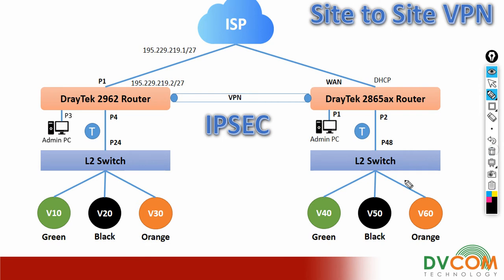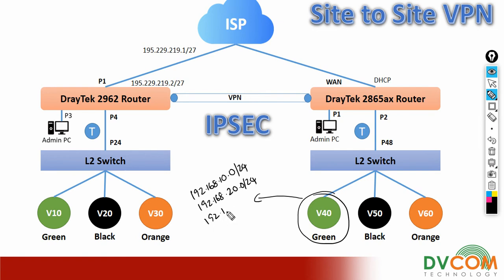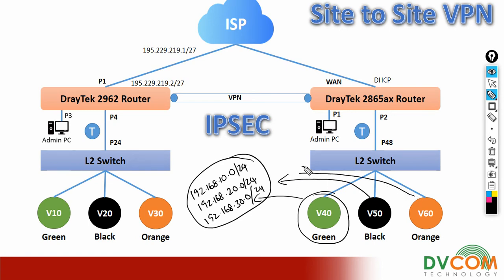At the same time, the people who are sitting in the branch in VLAN 40 can talk to 192.168.10.0/24, which is in head office, as well as 20.0/24 and 30.0. So these three networks can be accessed from VLAN 40. Similarly from VLAN 50, and similarly from VLAN 60. So this is what we are going to achieve.